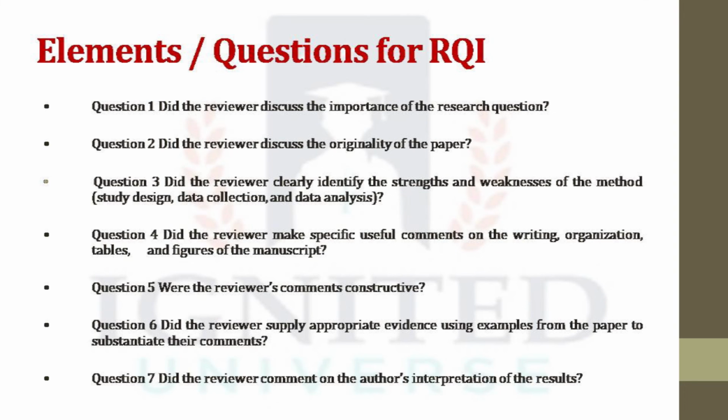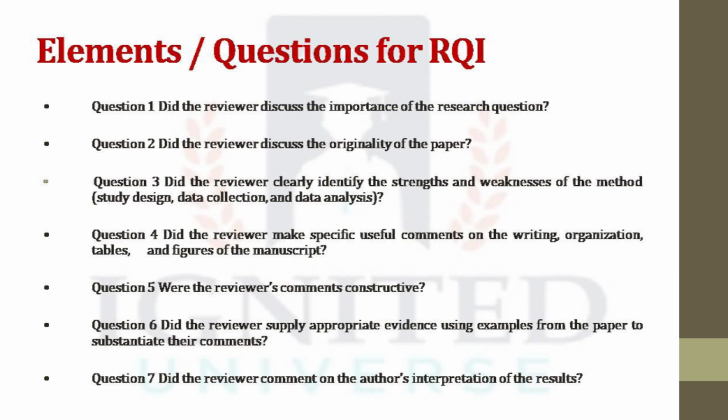Question number 1, did the reviewer discuss the importance of each question? We can rate this on the scale of not at all to discussed extensively. Did the reviewer discuss the originality of the paper? Again, we can rate it from not at all to discussed extensively with references 1 to 5. Did the reviewer clearly identify the strengths and weakness of the method with respect to study design, data collection and data analysis? 1 indicating not at all and 5 indicating comprehensive.